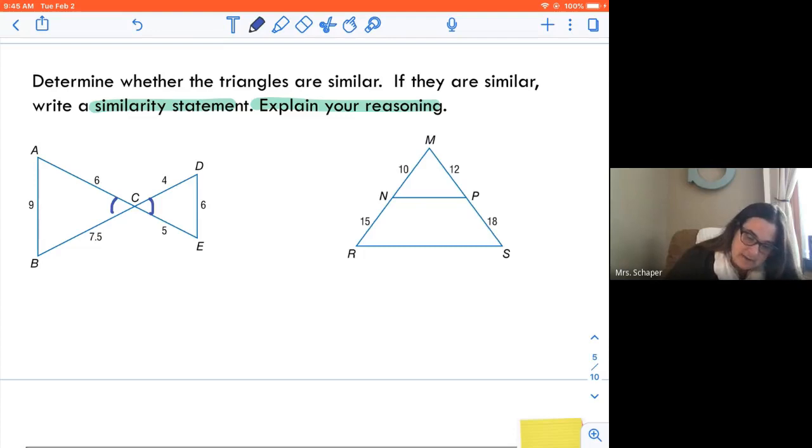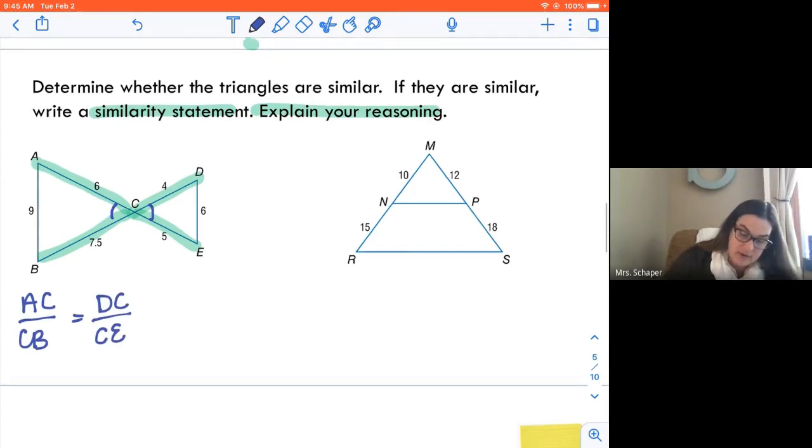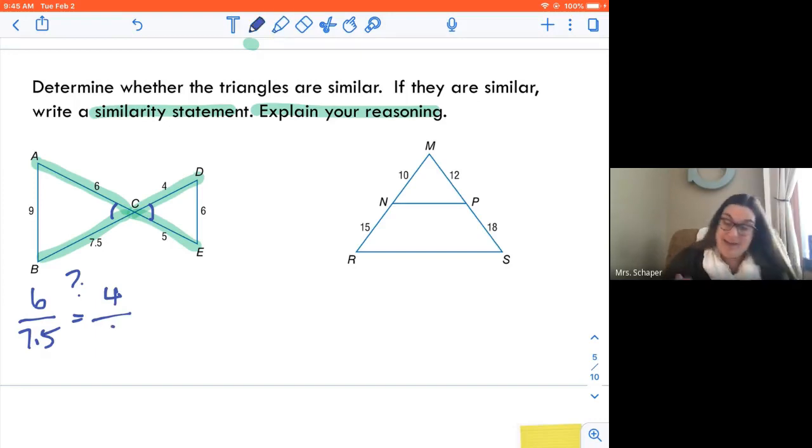So when I look at this, I want to see if there's some proportionality between these four sides. So if I do AC to CB as DC is to CE, I want to see if this works, okay? AC is 6, so I'm going to put a 6 there, and CB is 7.5, and DC is 4, and CE is 5. So I want to know, is this proportional?